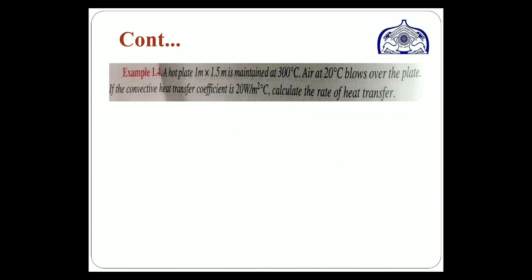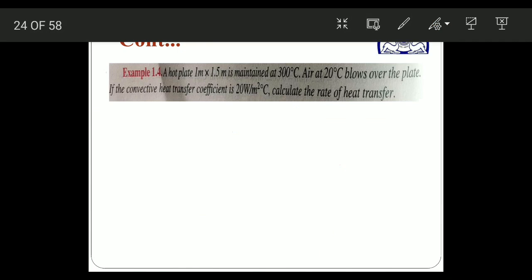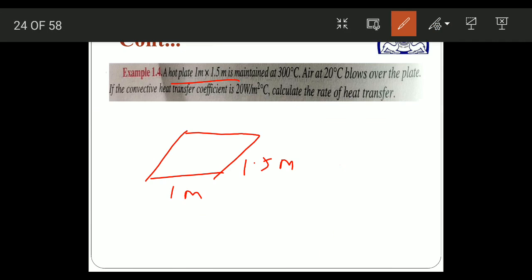Now let us try to solve the next question on convection. Let us consider this is an example of convection. A hot plate 1 meter by 1.5 meter is maintained at 300 degrees Celsius, and atmospheric temperature is 20 degrees Celsius. If the convective heat transfer coefficient h is 20, calculate the rate of heat transfer. So here, simple question, there is convection.